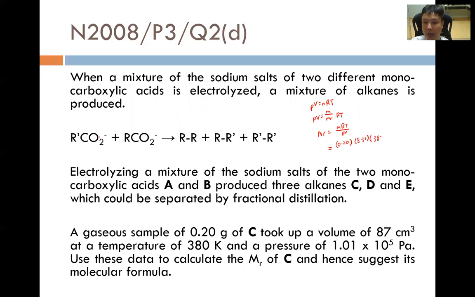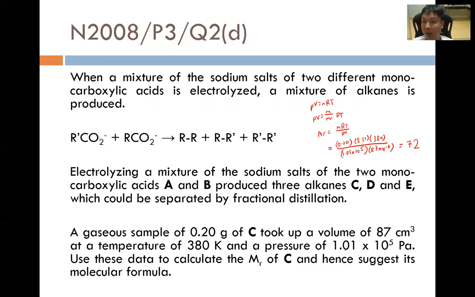The temperature is 380 kelvins. The pressure is 1.01 times 10 to the power of 5 Pascal. And the volume is 87 cm cubed, so 87 times 10 to the power of minus 6 meter cubed. Again, allow me to punch this into the calculator. So 0.2 times 8.31 times 380 divided by 1.01 times 10 to the power of 5, and then multiplied by 87 times 10 to the power of minus 6. Okay, so the MR will be approximately 71, I'm just going to round off to 72, okay?